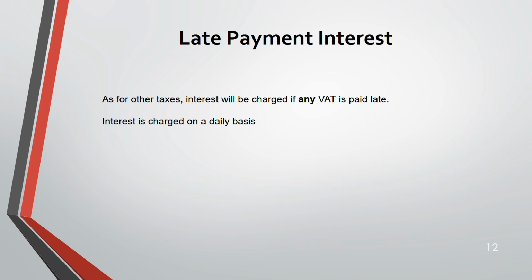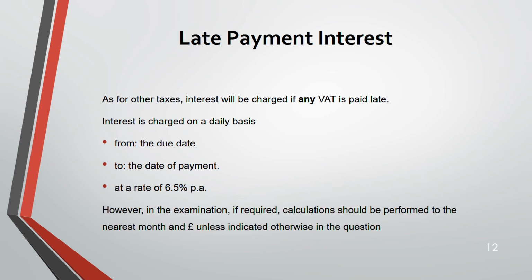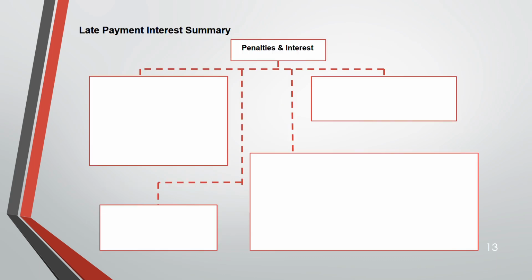Next, late payment interest. As for other taxes, interest will be charged if VAT is paid late. Same. Interest is charged on a daily basis from the due date till the date of the payment at 6.5%. In your exam, calculation should be performed to the nearest month and nearest pound unless the question says otherwise. So this is the late payment interest summary, penalties and interest. Remember, penalties are separate, interest is separate, okay?